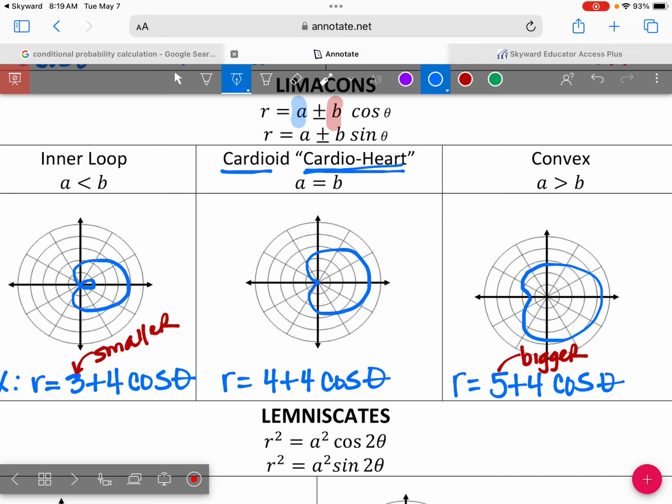So again, you can pick any graphs and you can kind of play with it. And I'll show you on the online polar grapher how to play with it.